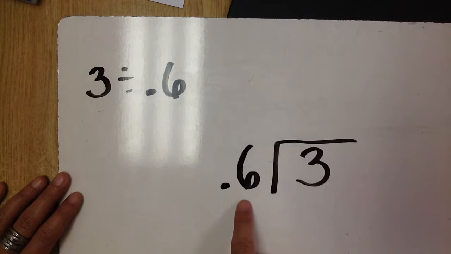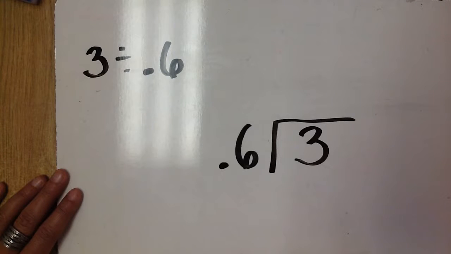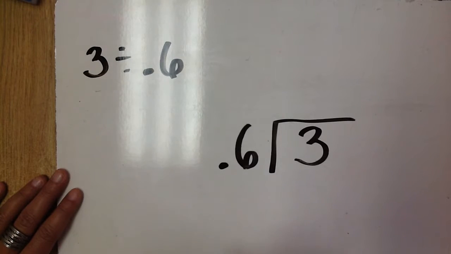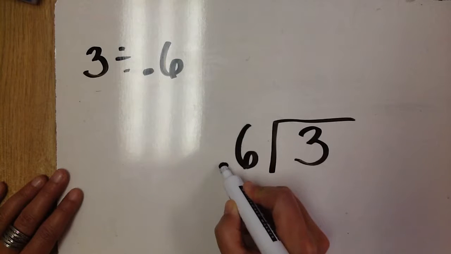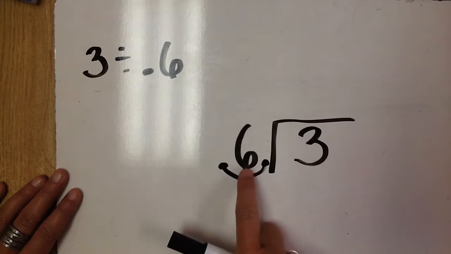So I need to take 6 tenths and make it into a whole number, and the way that I do that is by multiplying by powers of 10. Since I only have one place value here, I only need to multiply by 1 power of 10, or 10. So I can shortcut shift my decimal 1 place value to the right. So now 6 tenths becomes 6.